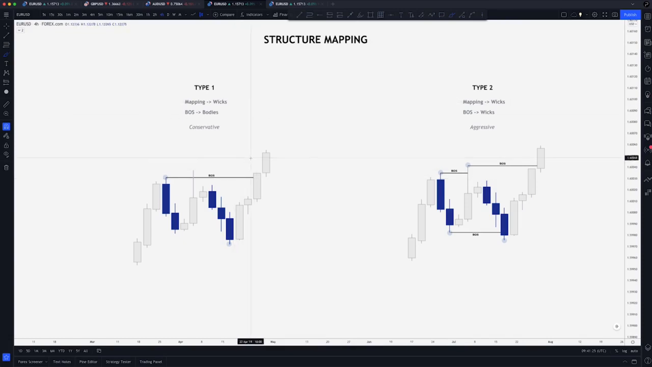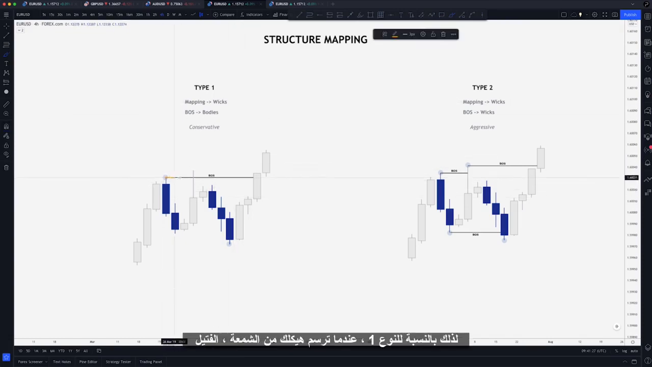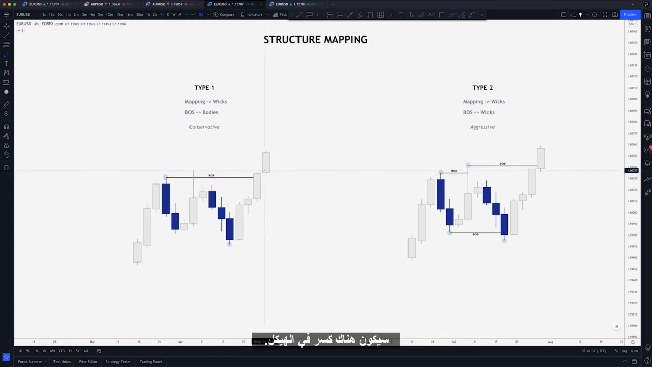So for type 1, when you draw your structure from the wick of the candle, you need to see a candle close above that swing high for there to be a break of structure. Now, this is a bit more of a conservative way of mapping your structure because it's going to take a lot more money, right, to actually get price to breach that high and to stay and to maintain above that high and to close above that high.